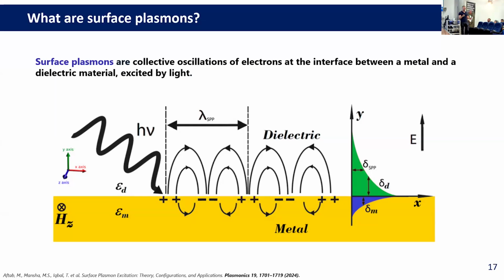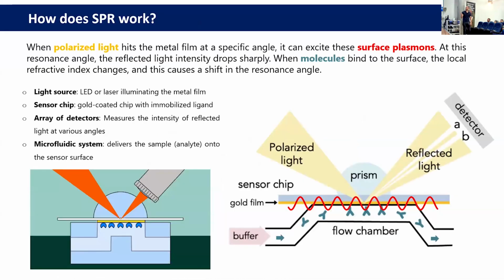Plasmons are the collective oscillations of electrons in the interface between the dielectric materials, or for example a buffer and the metal, when they're excited by light. And so this collective oscillation of electrons generates an electrical field that permeates into the dielectric material. Okay. This is very interesting, because with this phenomenon we can characterize these molecular interactions. So let's talk a bit about the SPR setup.